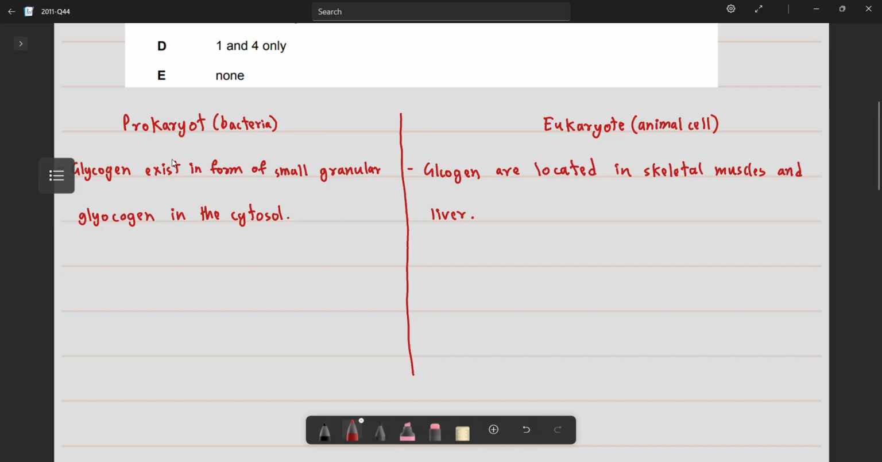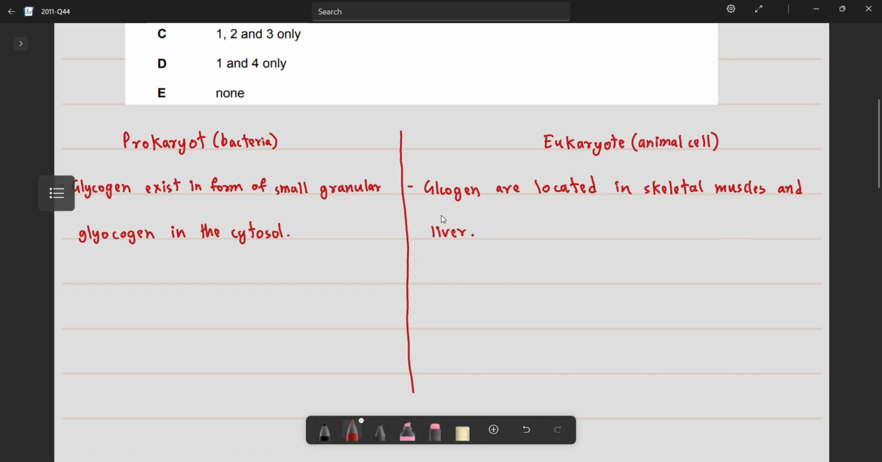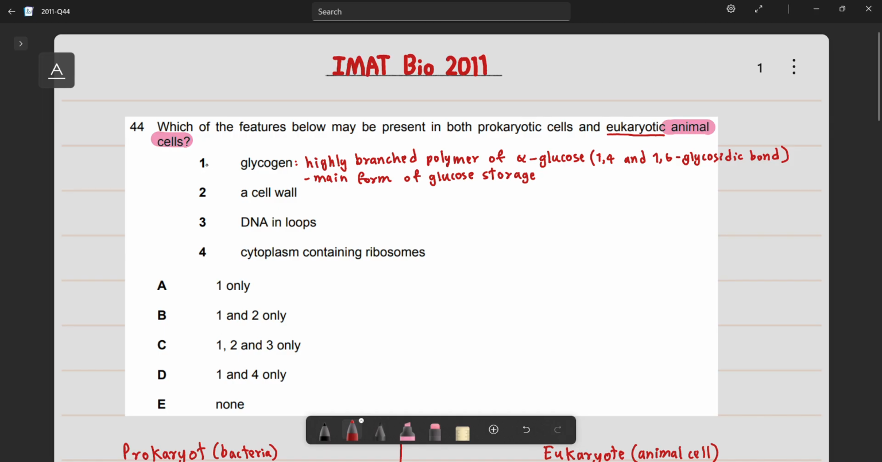And they exist in different forms. For prokaryotes, they generally are in the form of small granular glycogen. For eukaryotes, the glycogen is quite large in structure, but it's located in skeletal muscle and liver. So we can mark glycogen to be common in both prokaryotes and eukaryotes.